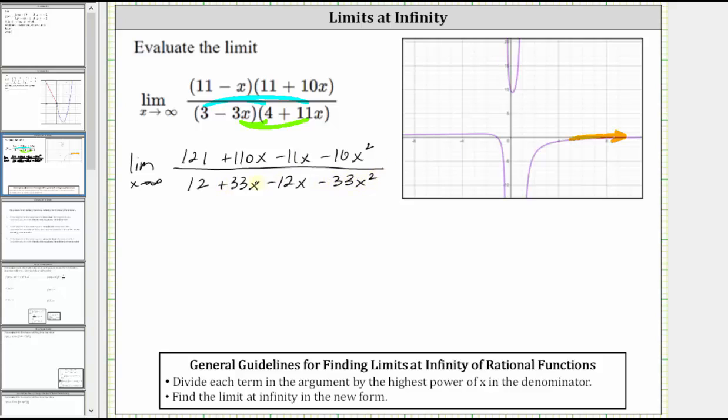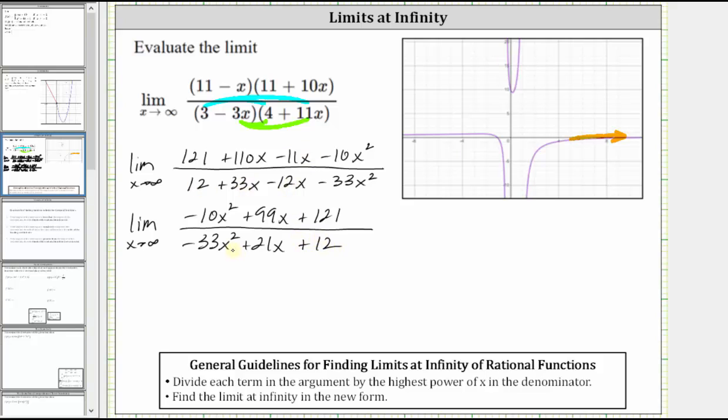And now let's combine like terms and write the terms in descending order. In the numerator we have negative 10x squared, and then 110x minus 11x gives us plus 99x, and then we have plus 121. In the denominator we have a negative 33x squared, and then 33x minus 12x gives us plus 21x, and then we have plus 12.